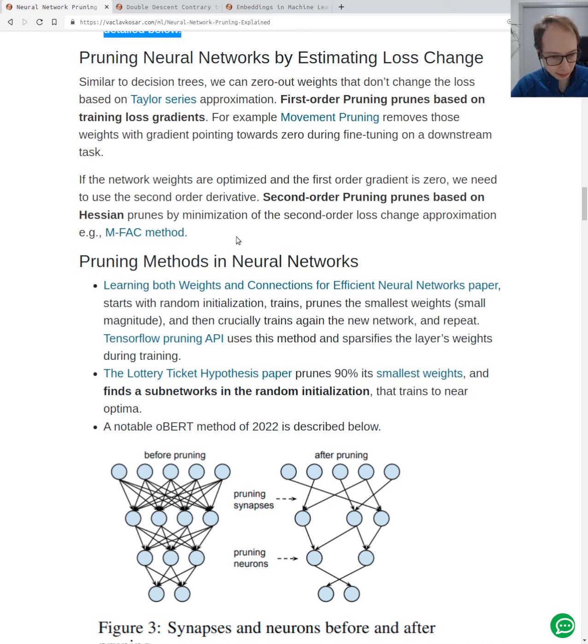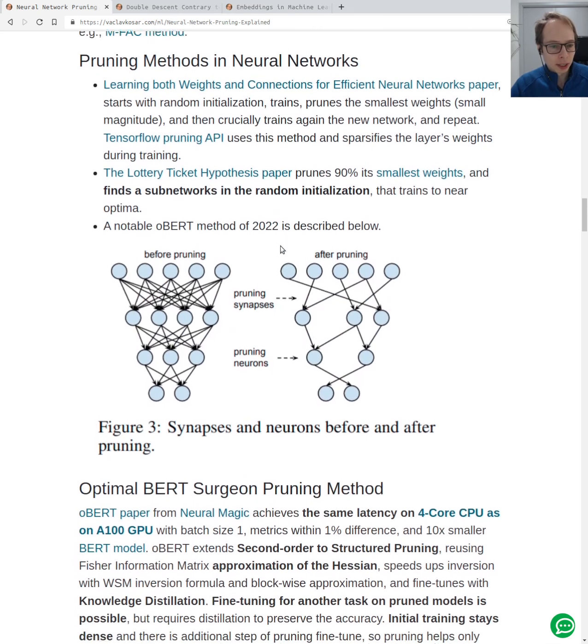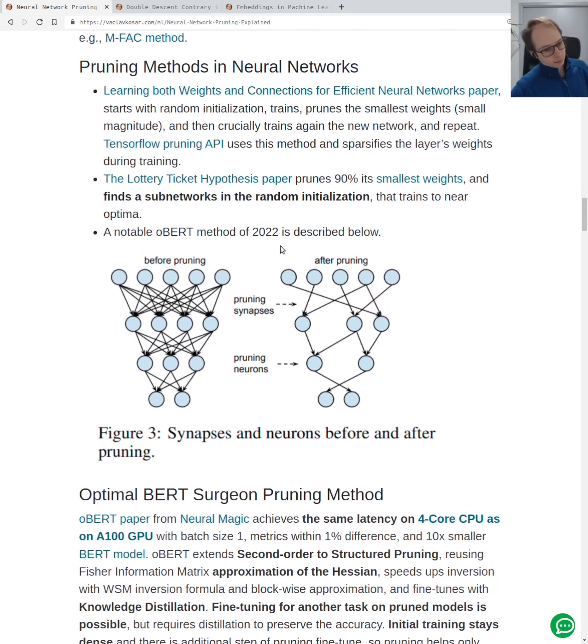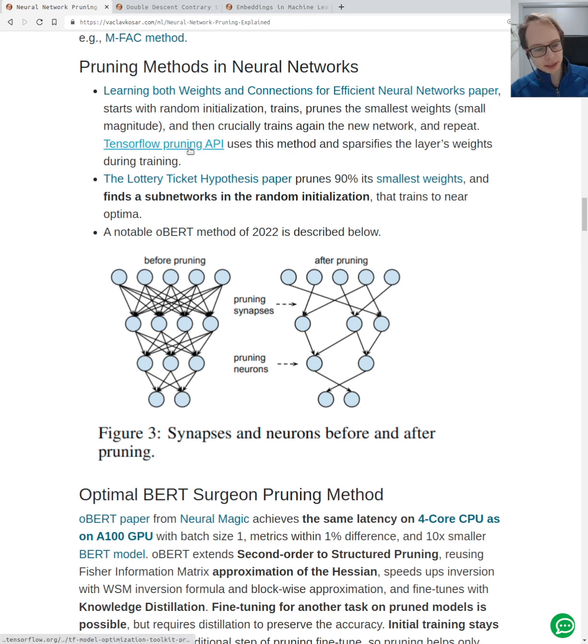And then we need to prune based on that. There is this MFAC method. And so there are several approaches. We can use this magnitude pruning, this paper, and there's tons of APIs for this magnitude pruning.